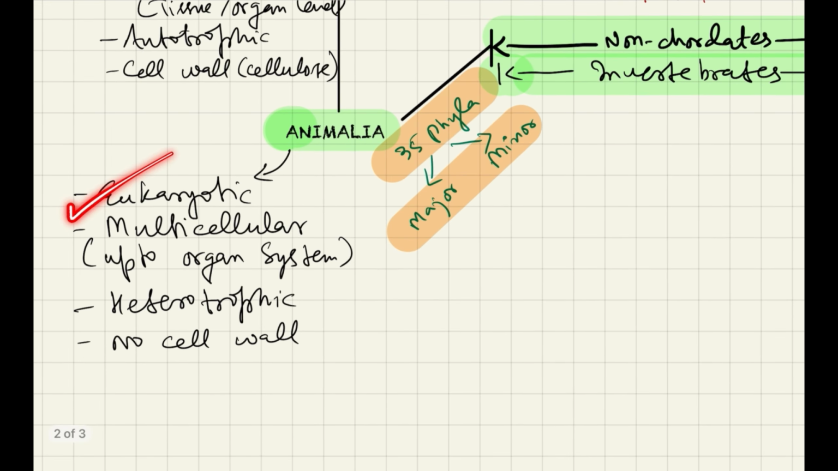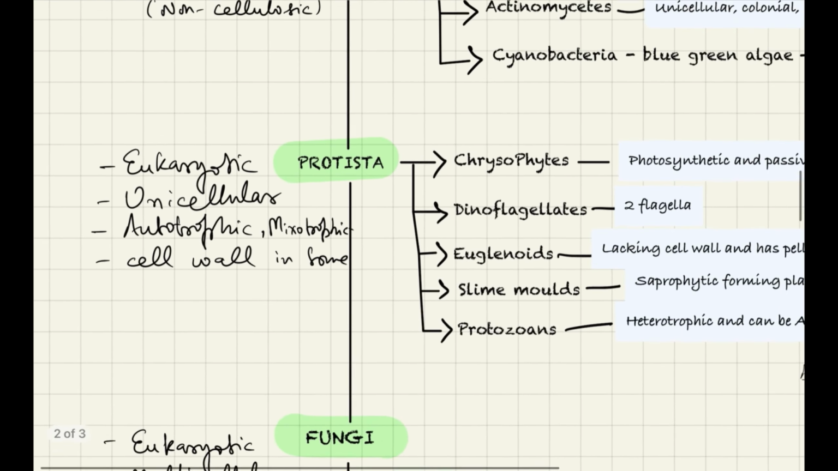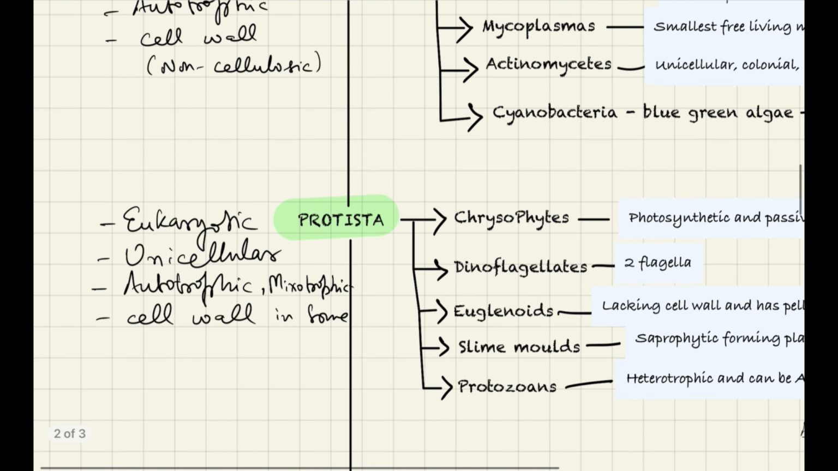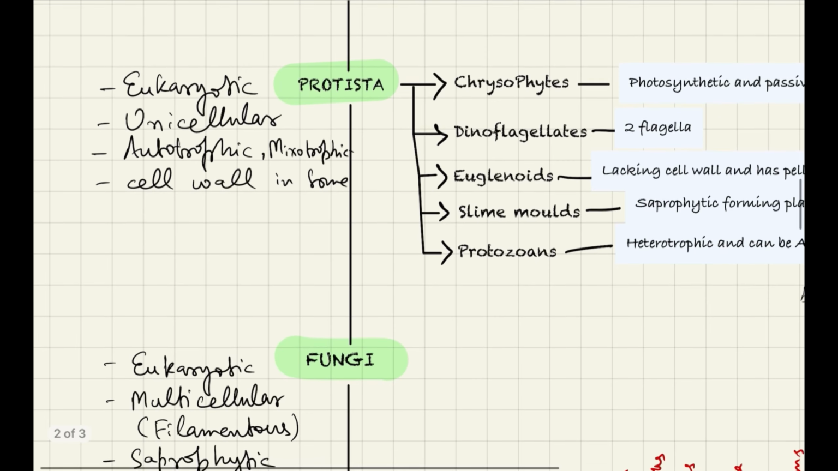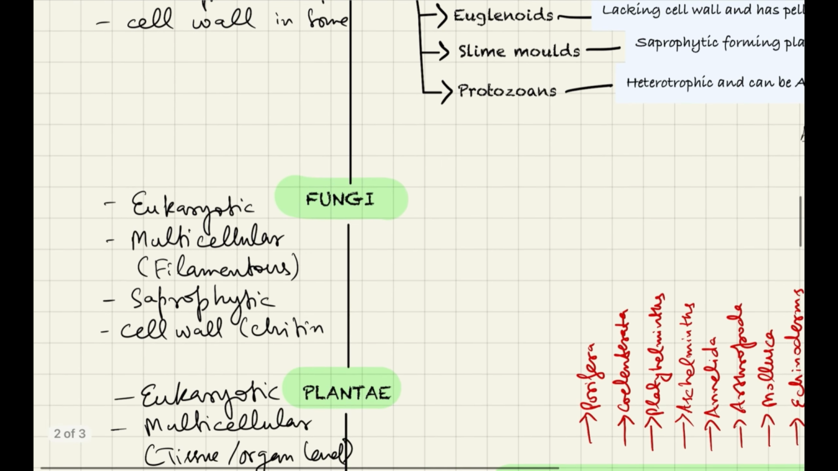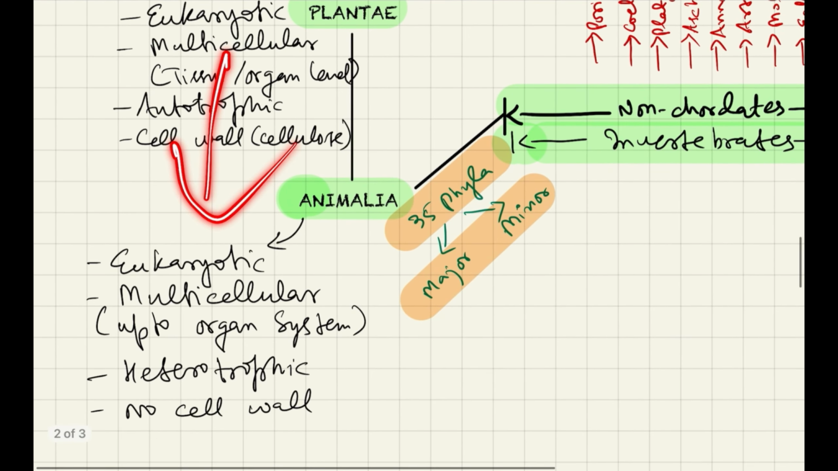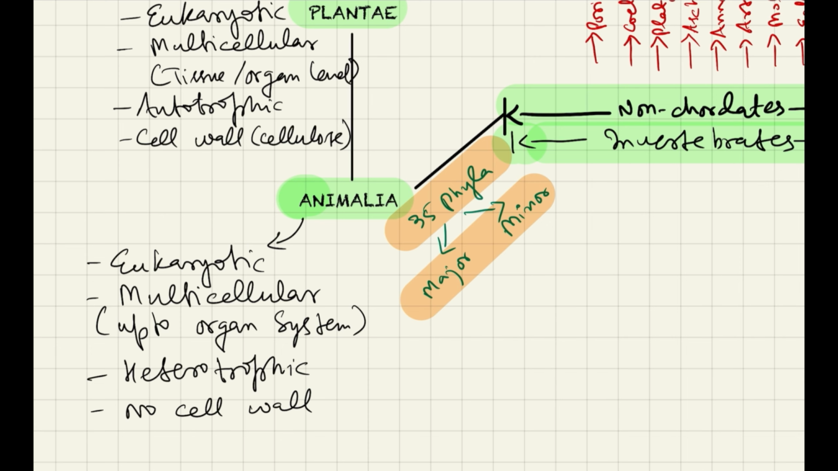In animals, they are eukaryotic. They are always multicellular, but they are more complex. A higher level of organization is there, up to organ system level. Then they are heterotrophic, and no cell wall is found there. So the main takeaway here is that Monera are prokaryotic and unicellular. These are the first prokaryotes, Protista are the first eukaryotes, fungi are the first multicellular, and then the complexity increases. In case of Animalia, they are always multicellular, always heterotrophic, and lacking a cell wall. Obviously, they are going to be eukaryotic.